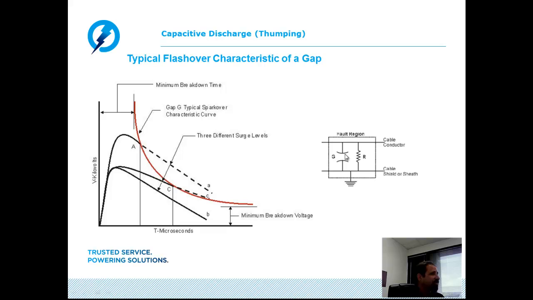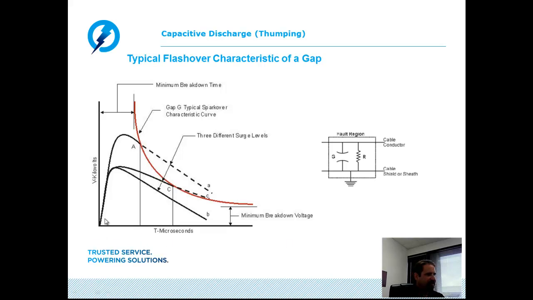Now that minimum amount of time is going to vary from fault to fault, and parameters that can affect it can be contamination. It could be the overall capacitive load of the total combined cable network. But again, we need a minimum amount of voltage, and that voltage must be present long enough to cause this gap to flash over. Now, the waveforms A, B, and C represent different outputs of different thumpers, or surge generators, if you will.